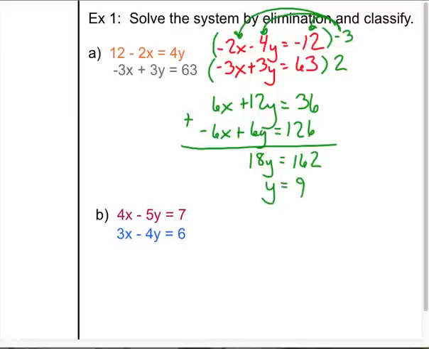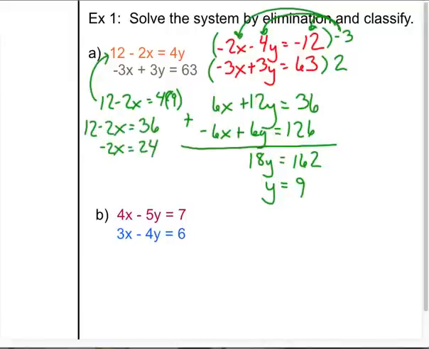So I'm going to substitute that back into one of the original equations, and I think I'm going to choose the first one because it has smaller numbers. So replacing the y with 9, I get 12 minus 2x equals 36, subtracting 12 from both sides, and dividing by negative 2, and of course writing our solution as an ordered pair x, y. So my solution is negative 12, 9.